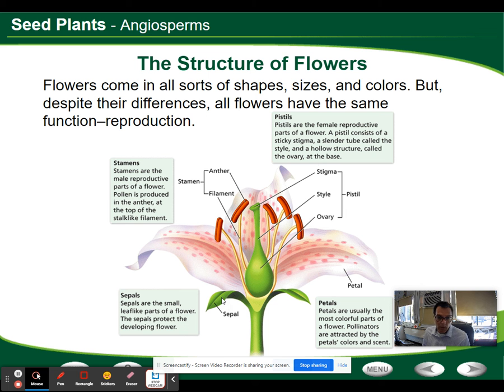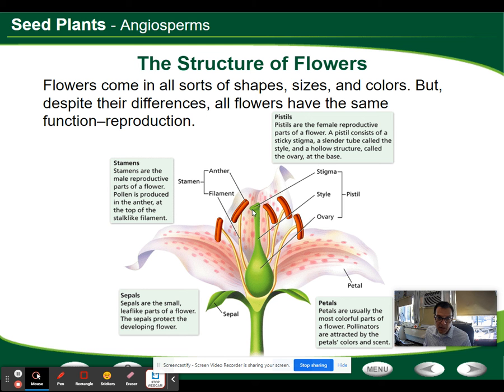So when a plant is not ready to reproduce, oftentimes the flowers will be developing or will be held inside the sepals. Sometimes flowers that are looking for animals during the day will open up during the day when it's warm and sunny, and then when it cools down, they'll close up at night and be protected for the nighttime in those sepals.